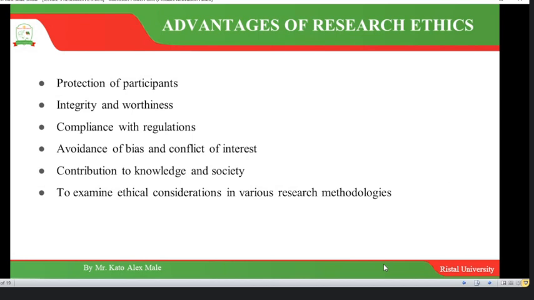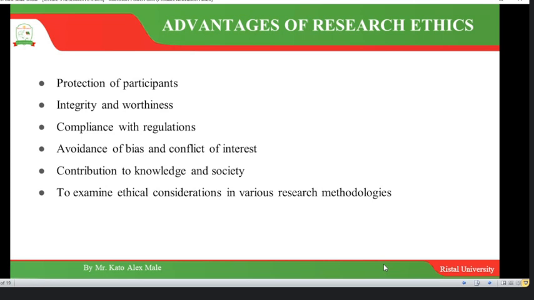The advantages of research ethics: how do they help us in research? One, they protect participants' rights. I think this one is clear now. Integrity and worthiness, to ensure professionalism. Now, I told you, integrity is reflected with professionalism. Worthiness: are you worthy to carry out that research? You are a nurse, why do you do a dental procedure or a surgery research procedure? Integrity, professionalism.